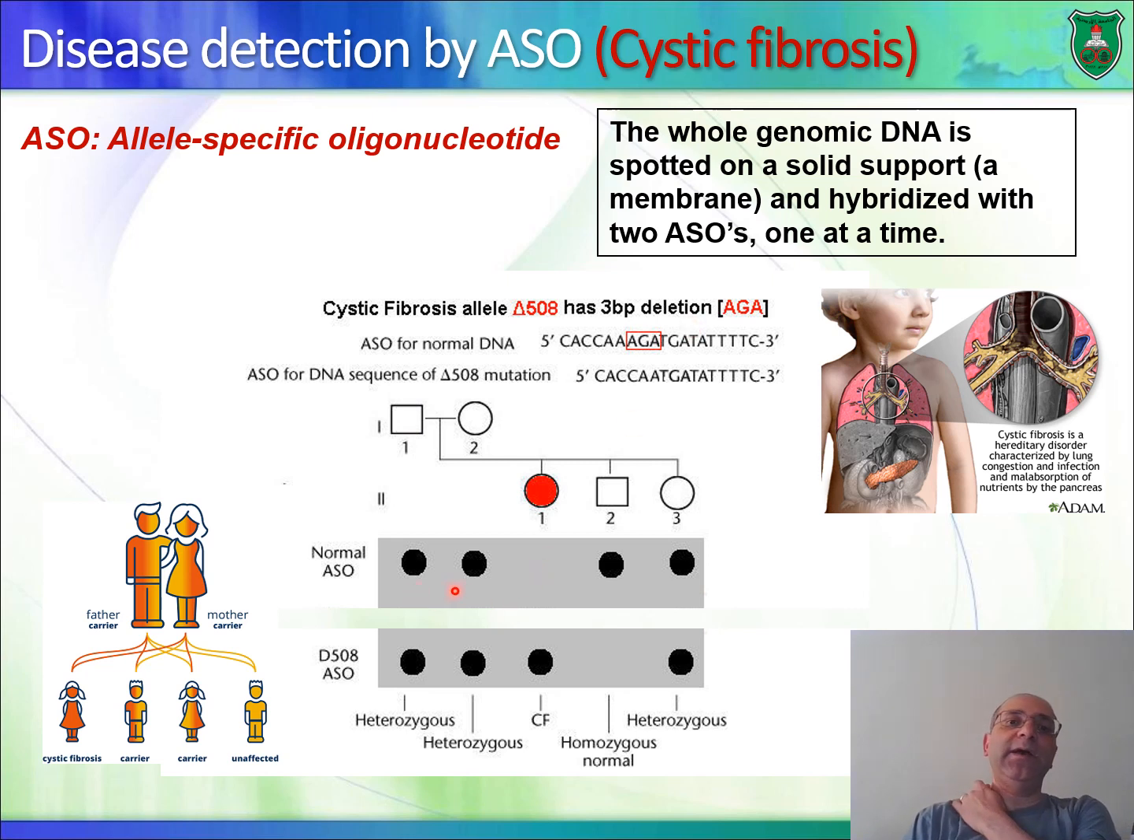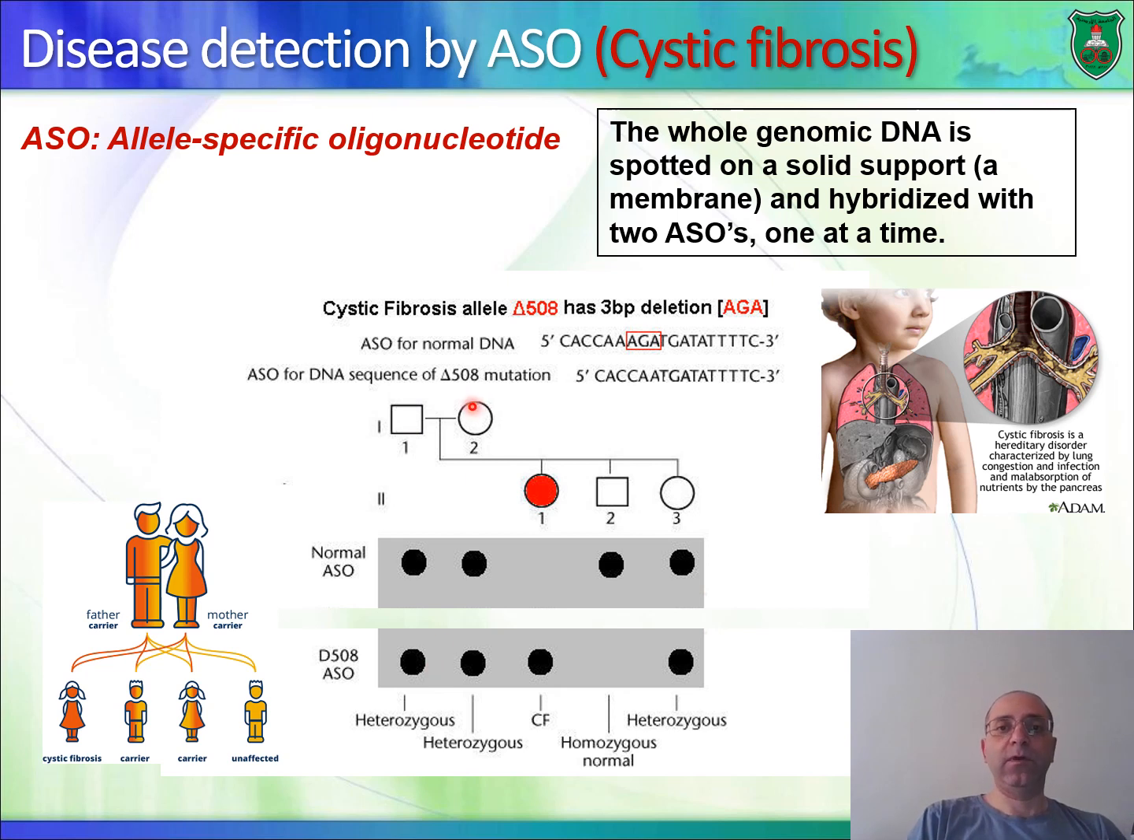Now, whenever you see black, it means there is a signal, because we have the probe labeled with a fluorescent tag. When it's added to the membrane, if it binds to the DNA, the spot would emit a signal. Notice here that for the father's DNA, there's a signal emitted from both spots, meaning that the father has a normal allele and the allele with the deletion. The father has 2 chromosomes, right? On one chromosome the father has the normal allele, and on the other chromosome the allele with the deletion. So we say that the father is what? Homozygous or heterozygous? We say that the father is heterozygous.